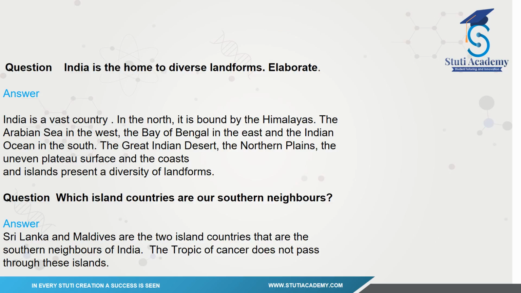Now we'll discuss the question and answer based on the previous slide. Now the question is, India is the home to diverse landforms. Elaborate. Children, now you can very well explain. India is a country in the north with a vast expanse. It is bound by the Himalayas, the Arabian Sea in the west, the Bay of Bengal in the east, and the Indian Ocean in the south. The Great Indian Desert, the northern plains, the uneven plateau surface, and the coast and islands present a diversity of landforms.